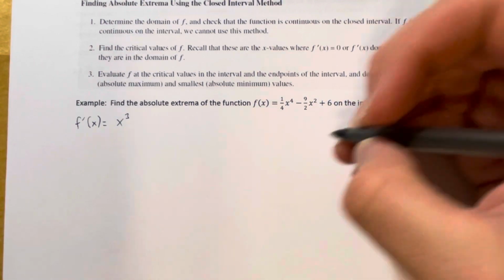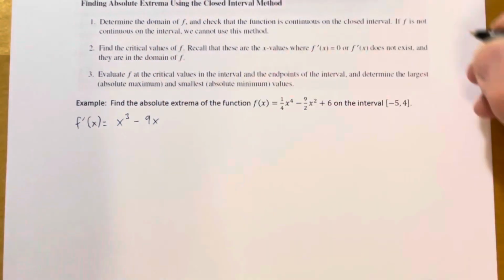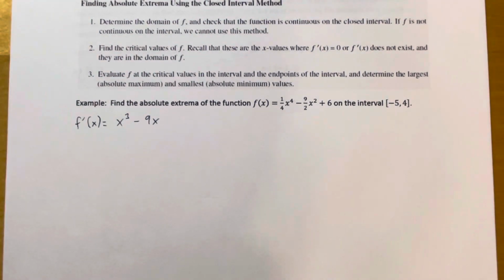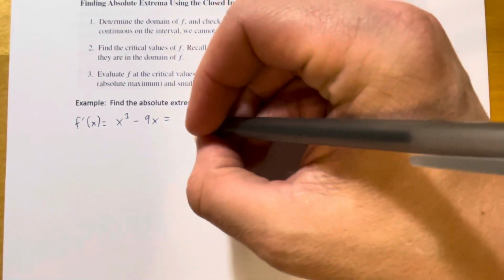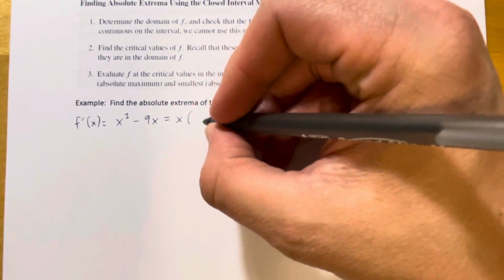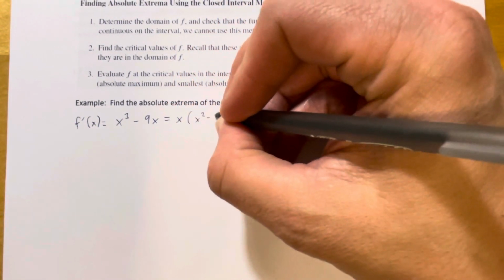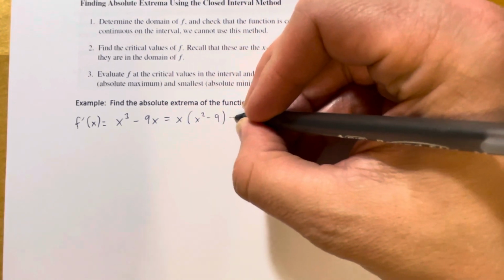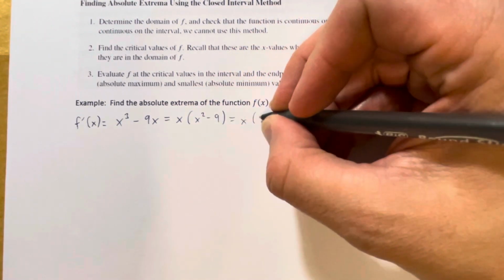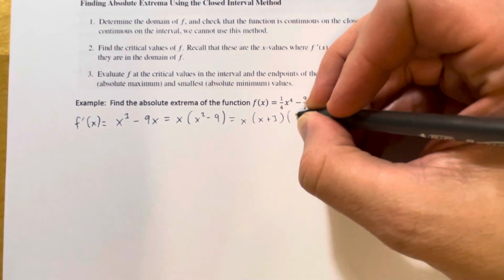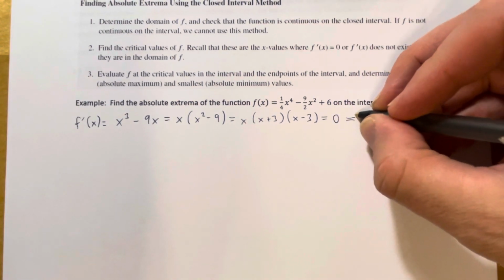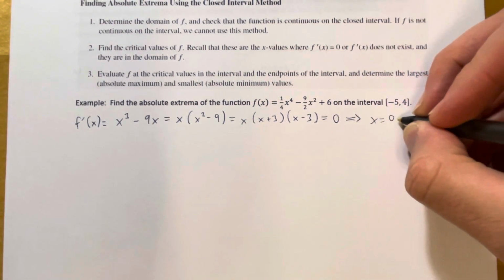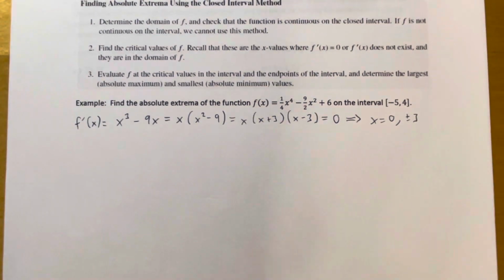Here, we're going to get minus 9x, and then the 6 becomes a 0. Remember, our goal here is to set this equal to 0 and then solve it. So I already know it's going to help me to factor. Let's pull the x out, giving me x squared minus 9. And then this factors, because it's a difference of squares, to x plus 3, x minus 3. If I set that equal to 0, I get x equals 0 or plus or minus 3. Those are the three solutions to this equation right here.